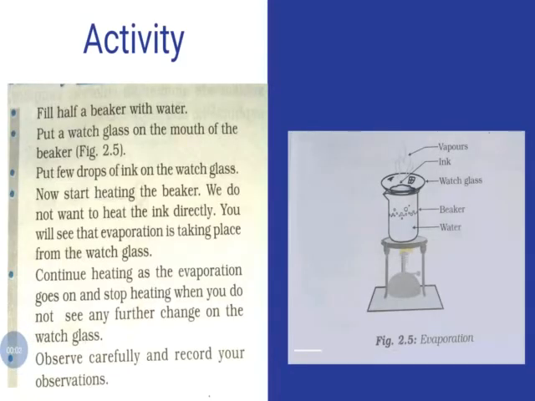You can see an activity now. Here, half of the beaker is filled with water. We use a watch glass which is filled with a few drops of ink. Here, the process which we use to separate the component is evaporation. When we heat, water starts to evaporate. When it reaches the boiling point, it starts vaporizing and the particular dye remains on the watch glass.